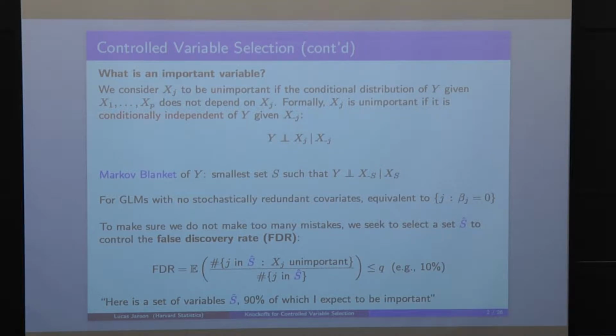I'm going to control its expectation below some small level, say 10%, so that a scientist gives me their data with a whole bunch of x's and a y, and I come back to them and say, okay, here's a set S hat of variables, and I expect 90% of them to be important. And then they can go off and interpret that at will or follow up with those variables with different, more low-dimensional experiments, et cetera. All right, so this is an interpretable error rate. It's a fairly powerful error rate. And so this is going to be our goal, to control this error rate so that we don't make too many mistakes.